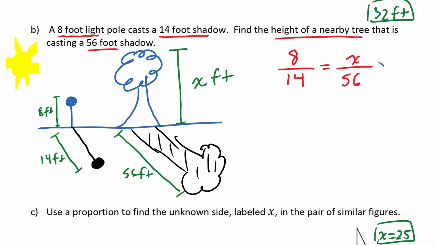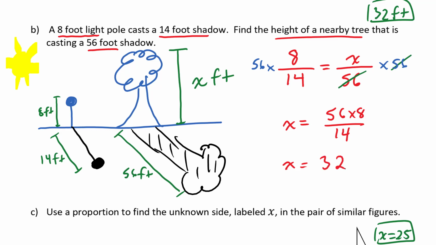Let's get rid of the 56 by multiplying both sides by 56. You can see these cancel out. I'm now left with x is equal to 56 times 8 divided by 14. X is equal to 32. What are our units? Well, here we're talking about x feet. So therefore, the tree is 32 feet tall. Final answer.